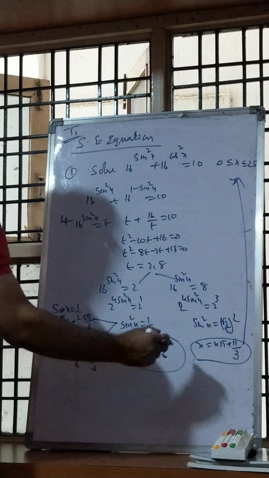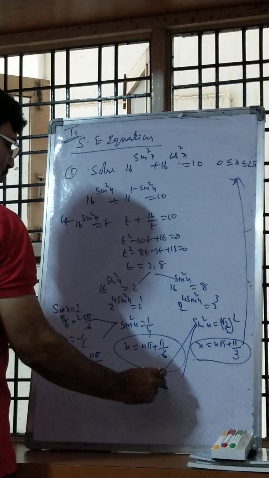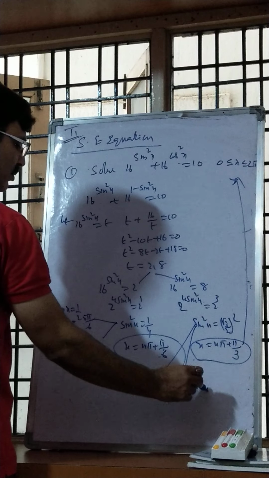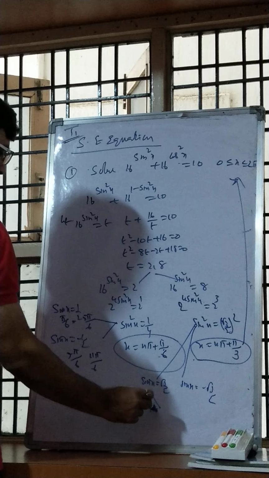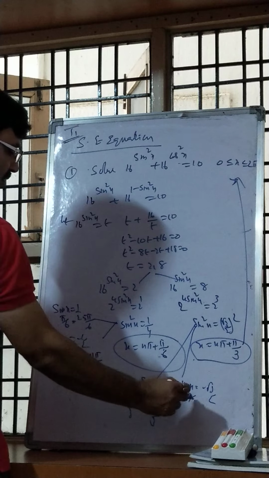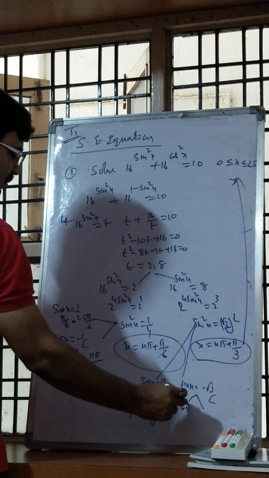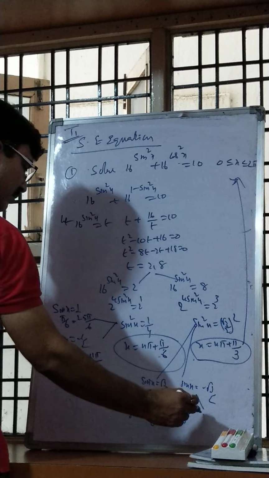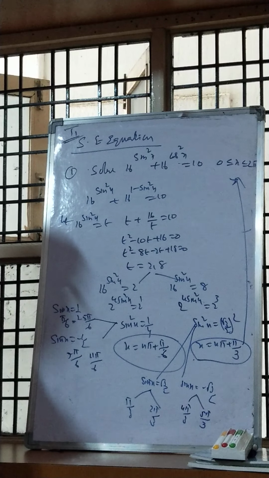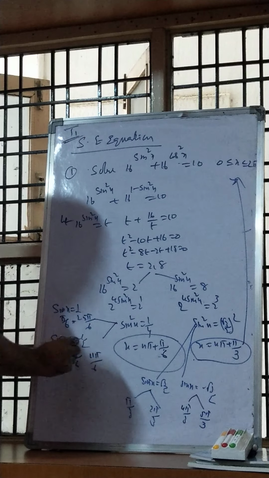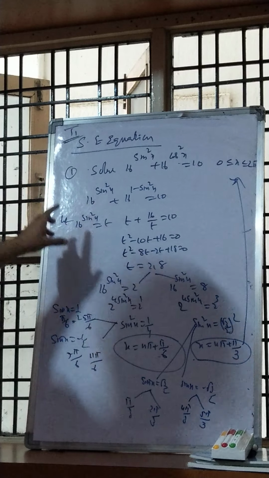In the other case also you get 2 values: sin x is equal to root 3 by 2 and sin x is equal to minus root 3 by 2. Here we get pi by 3 and 2 pi by 3. Another one is pi plus pi by 3, which means 4 pi by 3. Another one is 5 pi by 3, that is 2 pi minus pi by 3. So how many values? 1, 2, 3, 4, 5, 6, 7, 8 values are there in this interval. Hope you understood.